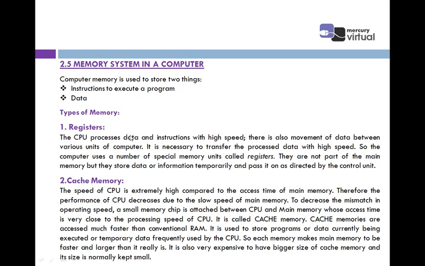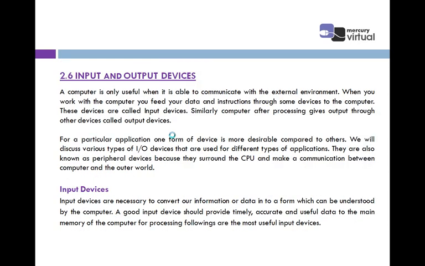So now I wind up the memory system, which has 4 parts: registers, cache memory, primary memory, secondary memory. Now let's see another very interesting topic. This is input and output devices. As I told you, there are two terms: input devices and output devices. Input devices are used for inputting the data, means how we can enter the data, and output devices are basically used for displaying the output. So let's see one by one.